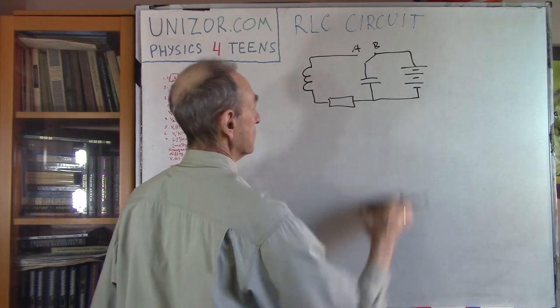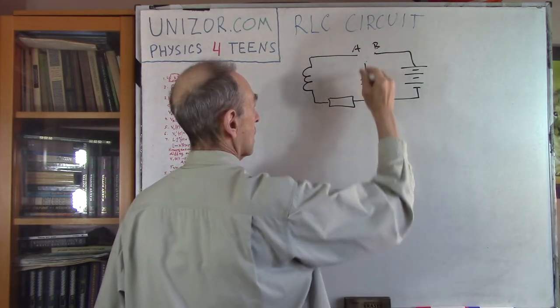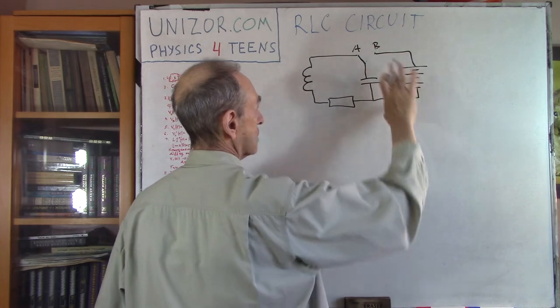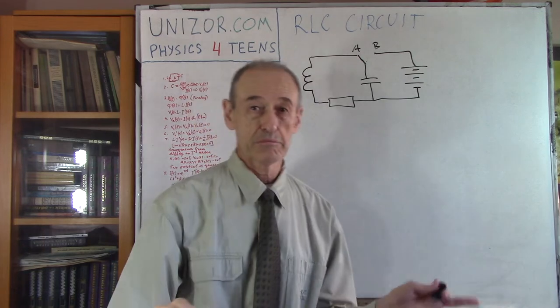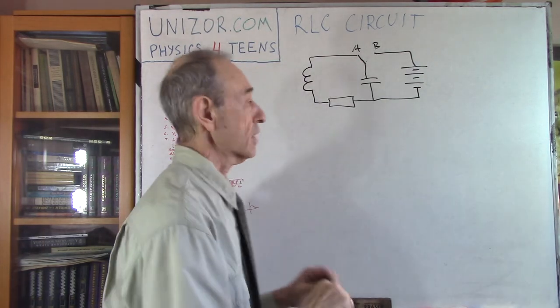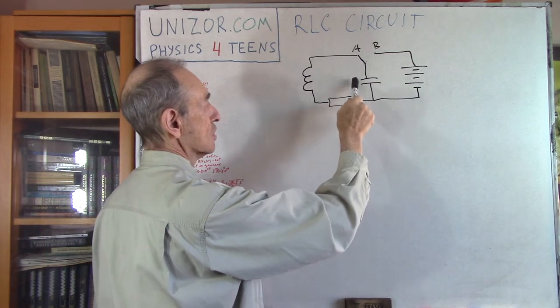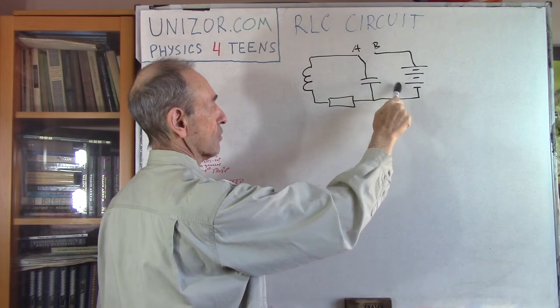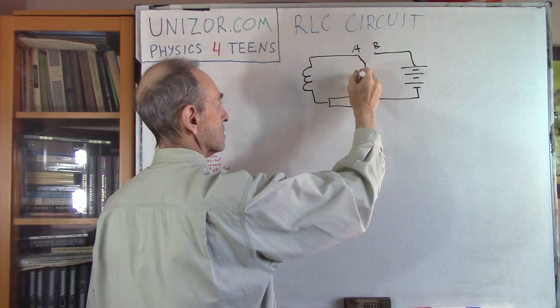Then we flip the switch to the A position. Now the battery is no longer involved. Now we have a circuit and magic begins. Now, what's the magic? Okay, let me just remind you. We had a certain amount of charge accumulated on the capacitor from the battery. So let's say this is plus and this is minus, okay?